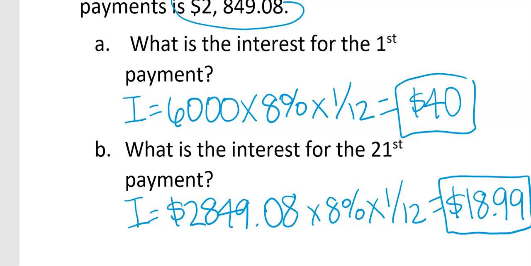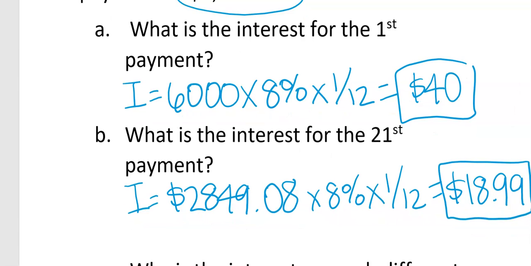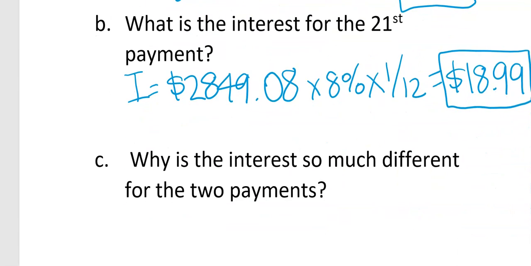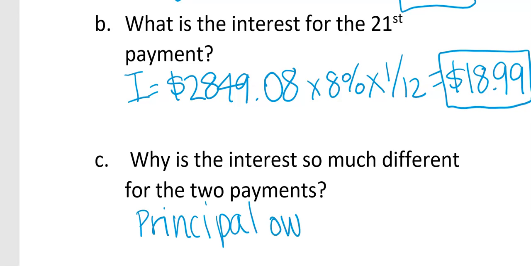Now, why do you suppose those amounts are different? Interest on the first payment is $40. Interest on the 21st is just about $19. Why are those different? You owe more money at the beginning than you do now. That is definitely something that should happen, and that's basically the answer to the question. You owe less money than you did at the beginning. The principal owed is less, or the amount you borrowed is now less money, or something like that.